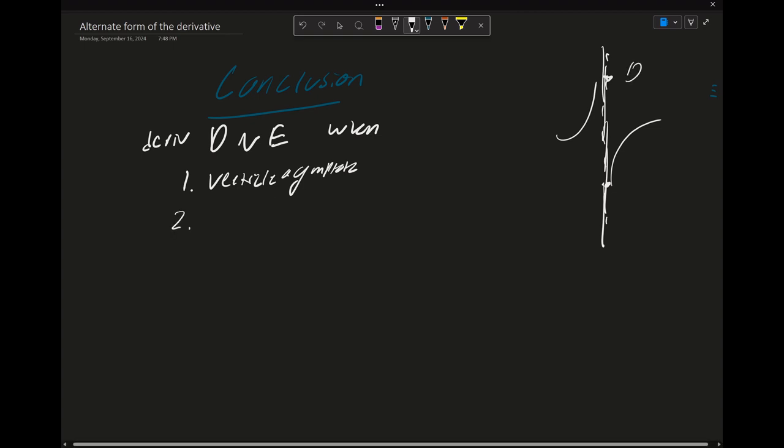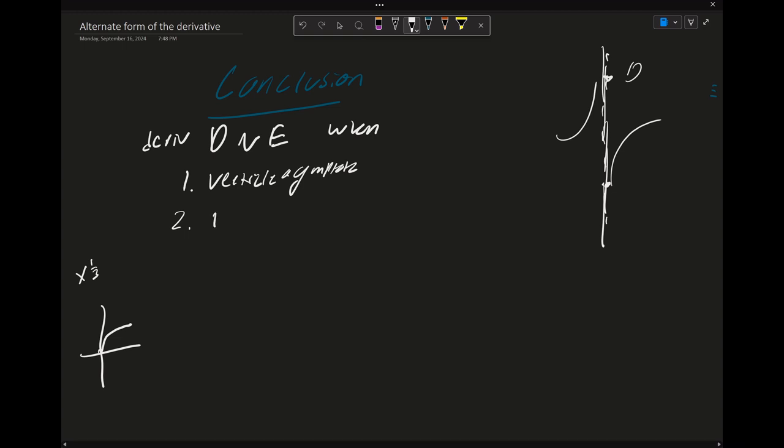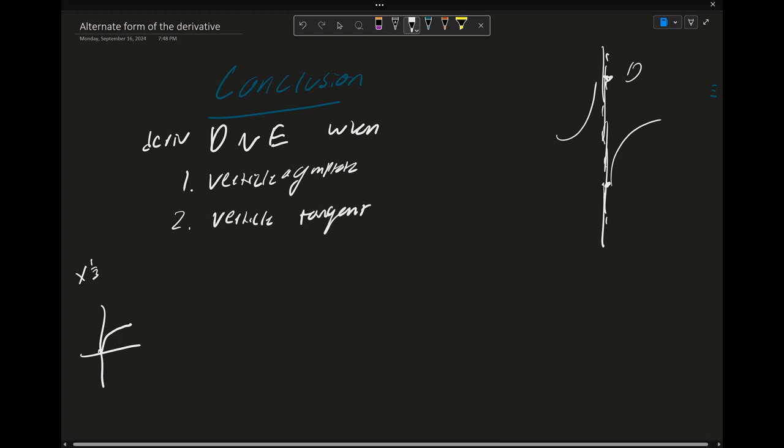So then the second thing would be what we saw in the last example with x to the 1/3 on this graph, how it went vertical at its tangent. So it has a vertical tangent line. And the third would be where it is not continuous, which is what we see when the limit from the left does not equal the limit from the right.